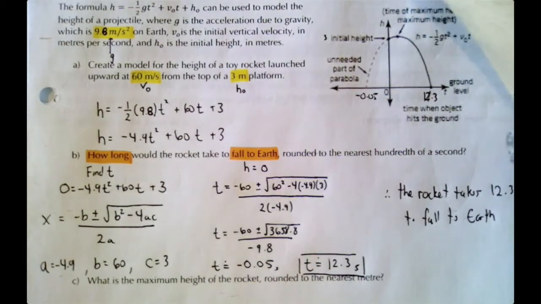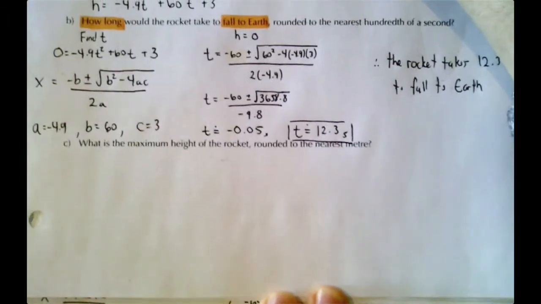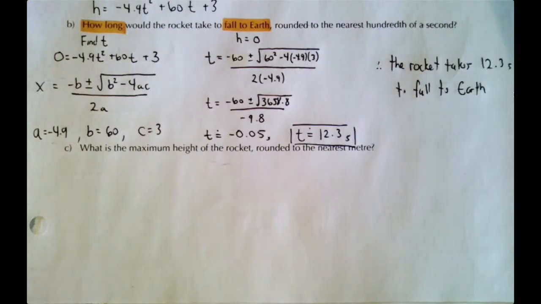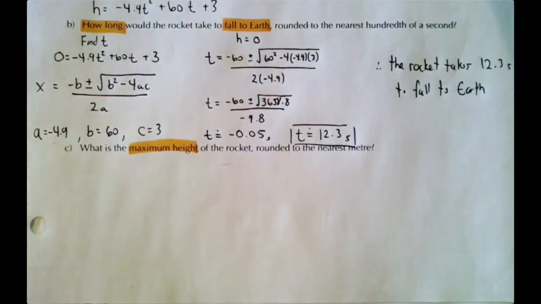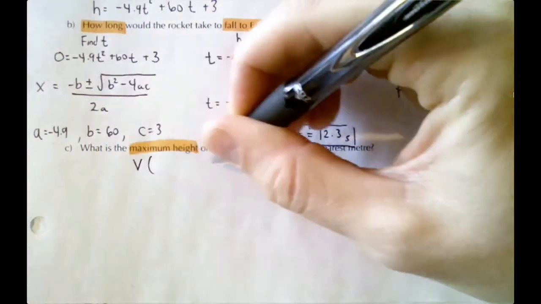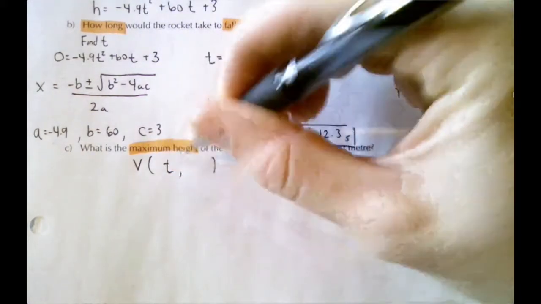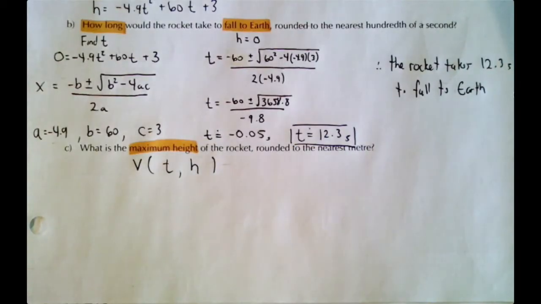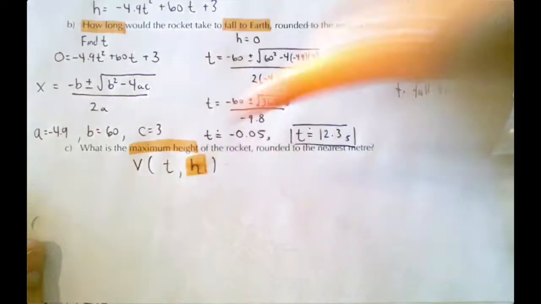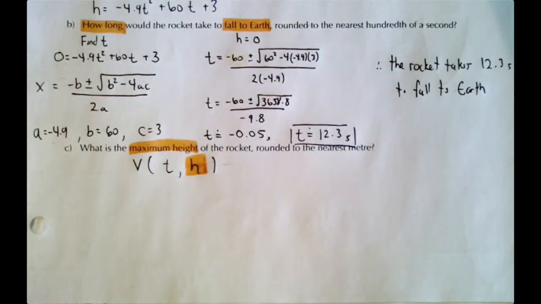All right, let's try the next question. What's the maximum height of the rocket rounded to the nearest meter? So we're asked now to find the maximum. And what's nice is we have a way to find the maximum, because if we understand what maximum means, we can find it. Maximum implies vertex. The vertex has two parts. It has an x part and a y part, but in this case it has a time and a height. We want the maximum height, so we want the y part of the vertex. So how do we get the vertex?